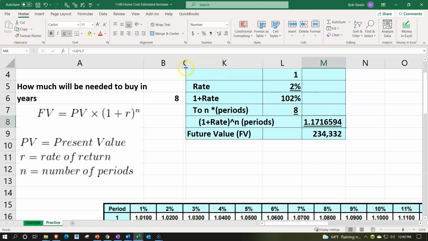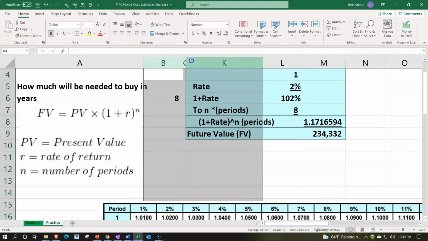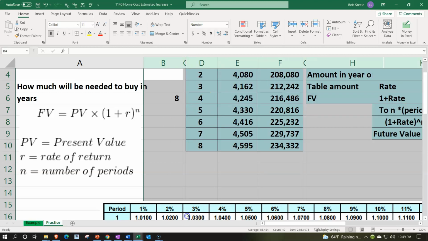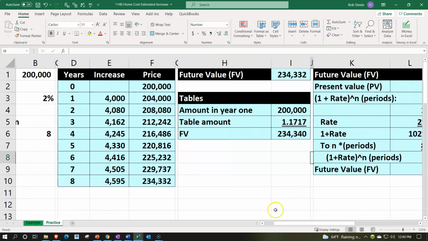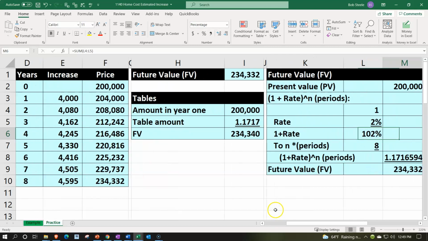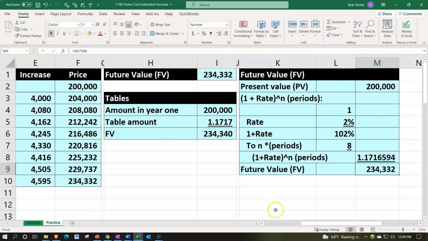So let's go ahead and unhide now. We're going to go put our cursor on B and drag on over to K. So the B to K, right click on the selected area and unhide. So there we have it. We got to this 234,332 with our running balance calculation, 234,332 with the future value. We got to the 234,340 because it's an estimate from the tables. And then we got to the 234,332 with the calculation of the formula for future value.